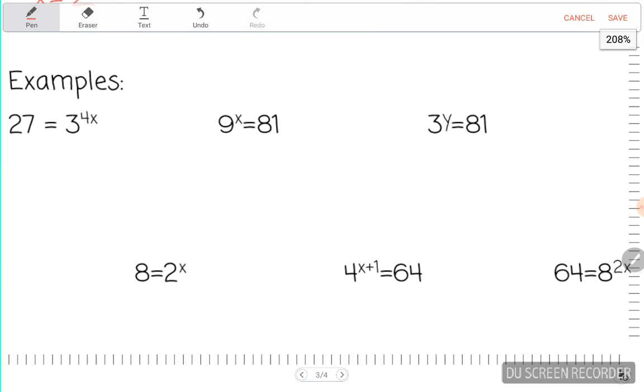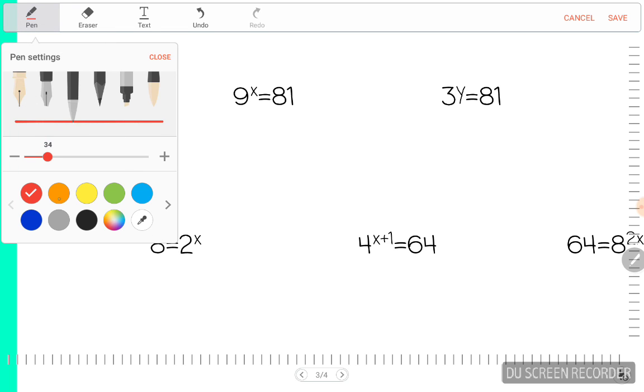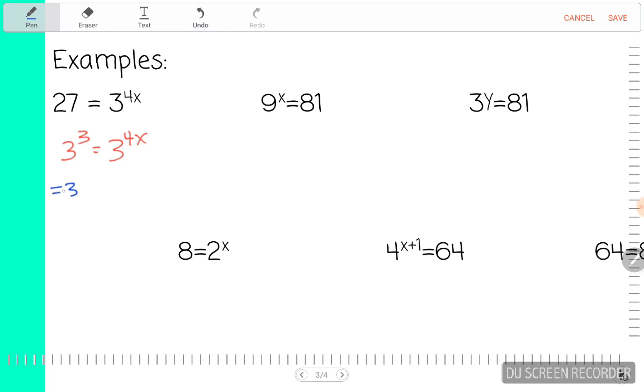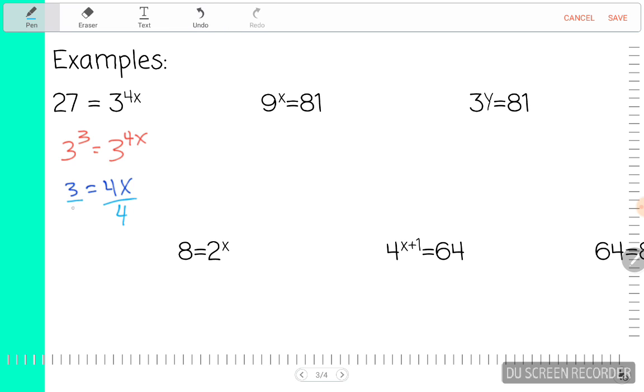Okay, looking at some of these examples where we have to do this. 27, I want to write it as a 3. If you think of your multiples of 3, 3 times 3 is 9. And then 9 times 3 gives me 27. So that's 3 cubed. Okay, and then once I have that, if the bases are equal, then I know the exponents must be equal here. Okay, I can solve by dividing both sides by 4. Those cancel, and I get x equals 3/4.